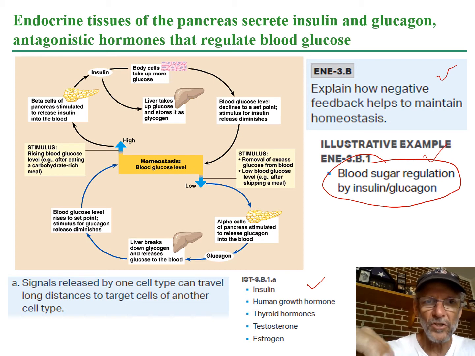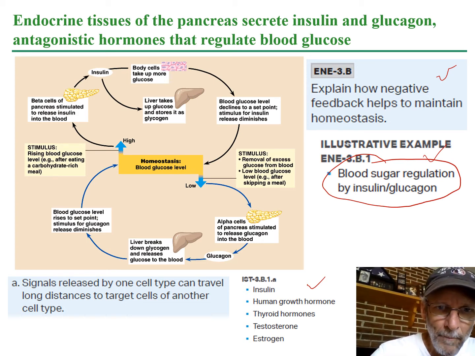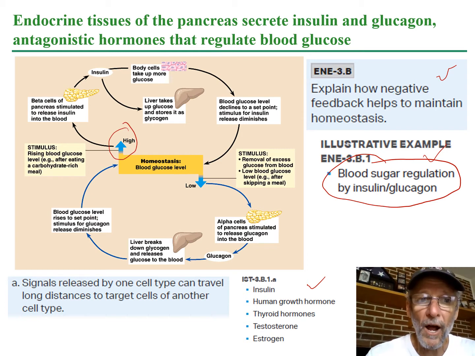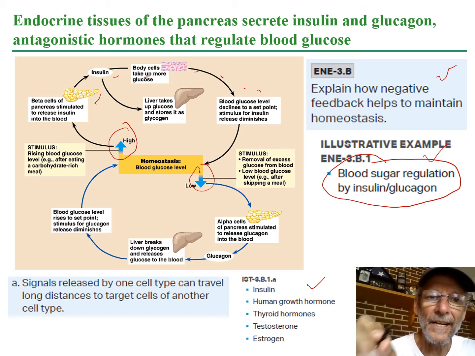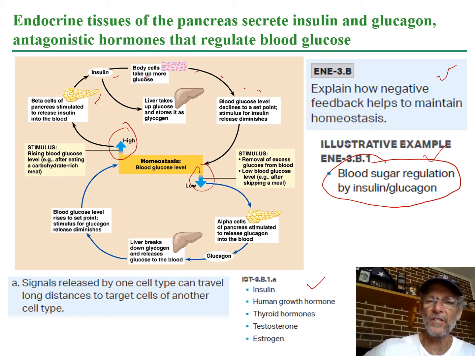And so here's the blood sugar one, okay? This is the same kind of story. What happens when blood sugar gets too high? Cells are stimulated to do something that will cause it to go lower. Negative feedback. The response is opposite of the stimulus which started things in motion, right?